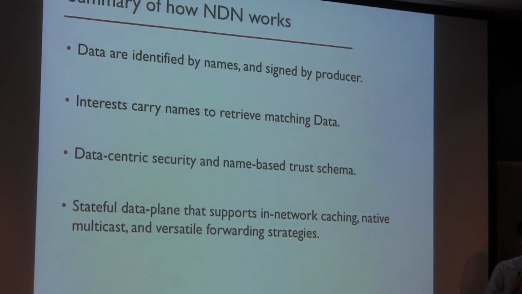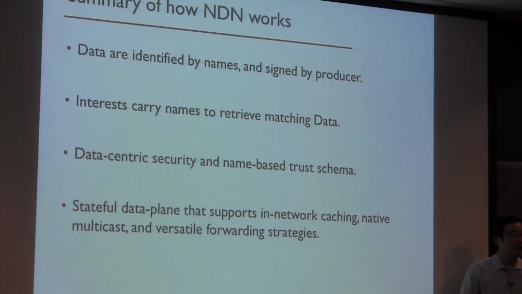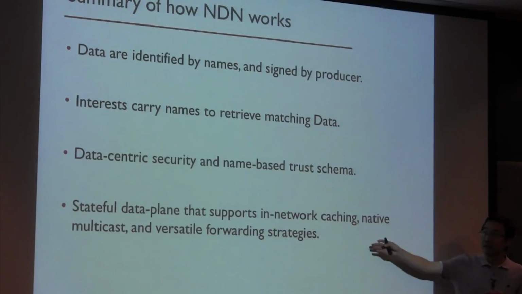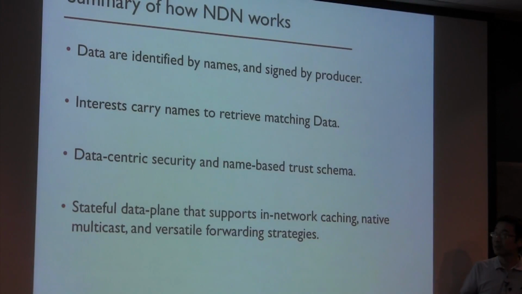So as a summary of how NDN works, the important thing is the data is identified by names and signed by producers. That gives you the immutable data object that a consumer can retrieve. And in retrieving the data, the consumer needs to send interest. And there is data-centric security and the trust schema. That's how the consumer, after receiving the data, verifies and trusts the data. And in terms of network forwarding behavior, we have this data plane that is stateful, maintaining the PIT states, and that gives you a lot of benefits in terms of caching, multicast, and forwarding strategies.